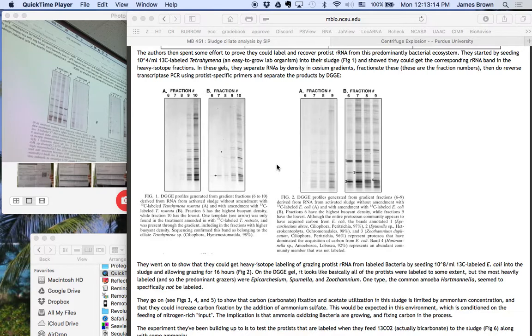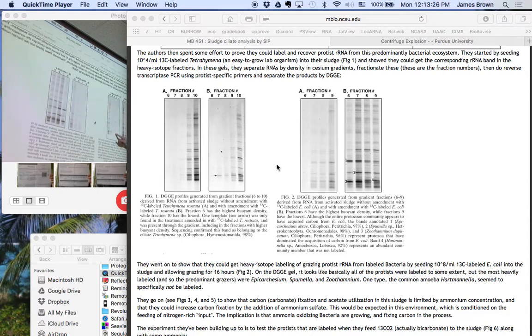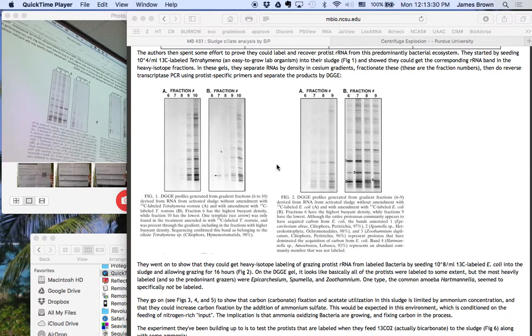And then immediately pull samples out and run gradients, and you do a denaturing gradient gel, and this is the low fraction, the light fraction, lots of organisms in there. Here's the C13 labeled tetrahymena, and they cut that out and showed that it was the right thing. So they proved that they can go in and detect labeled protist.